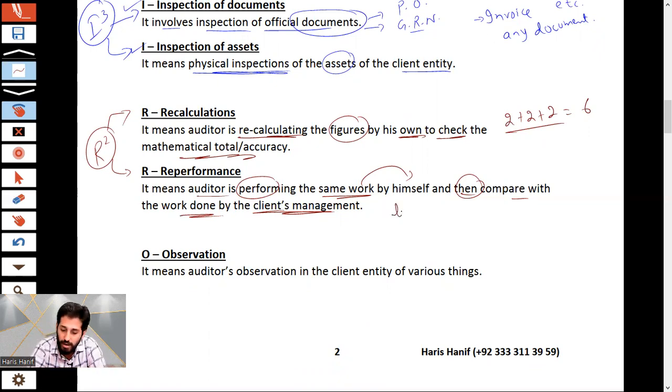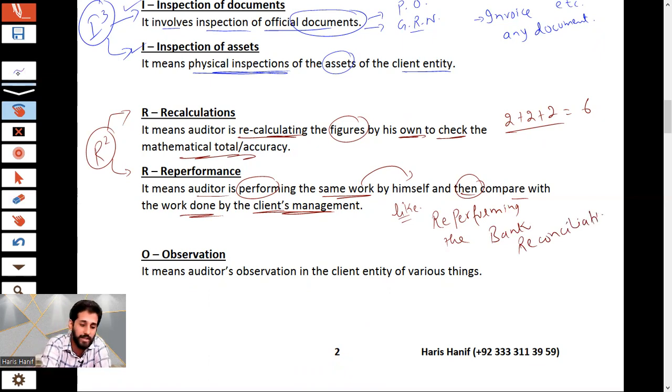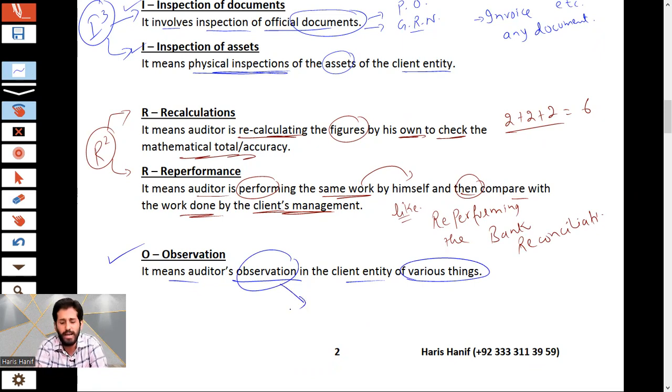So, like you can say, reperforming the bank reconciliation. Now, next one is the O for observation. It means the auditor's observation in the client entity of various things. When you go to the client entity, what things will you observe? For example, if you are the auditor, I will observe the employee attendance process.